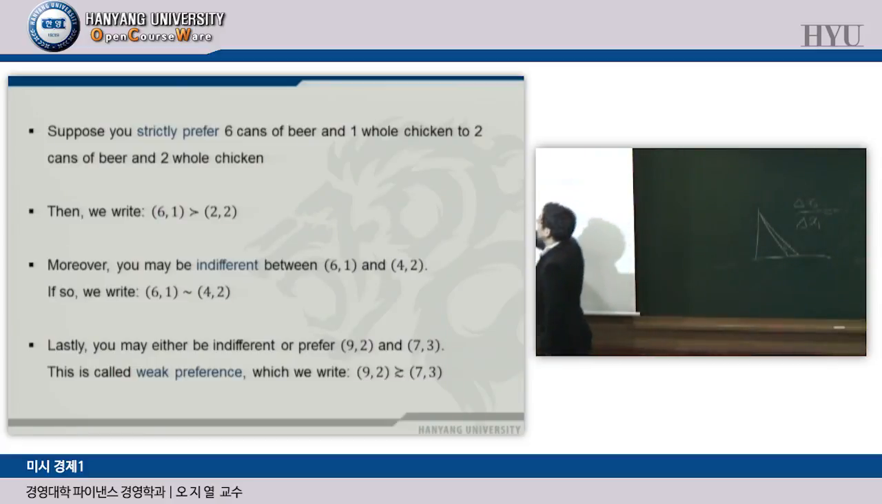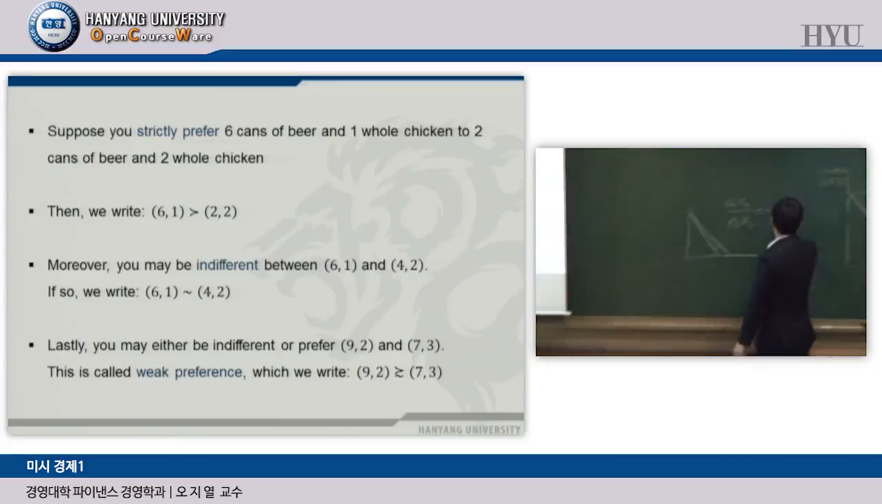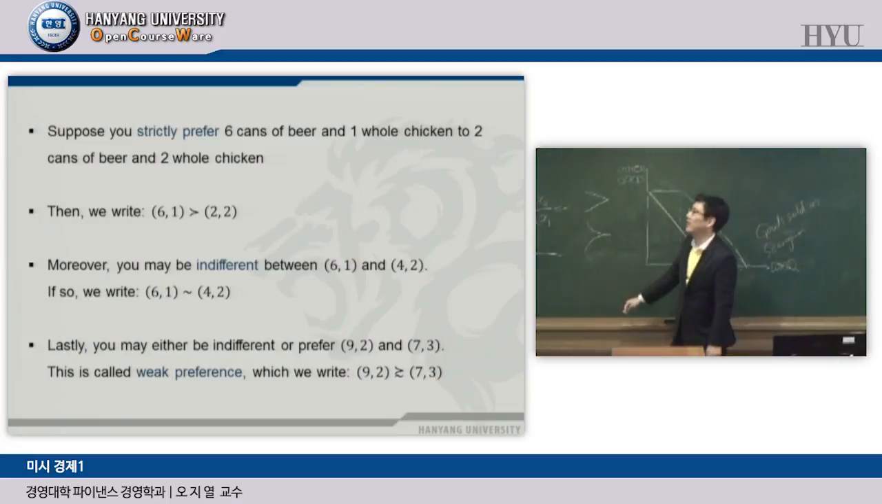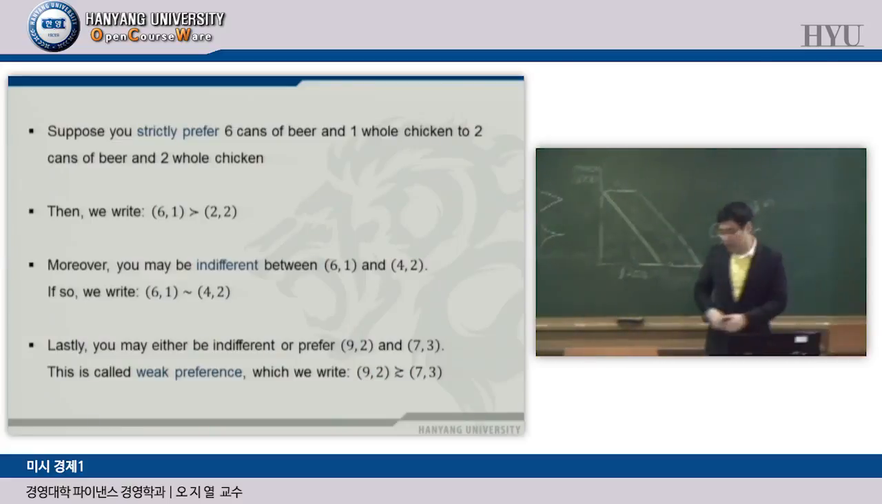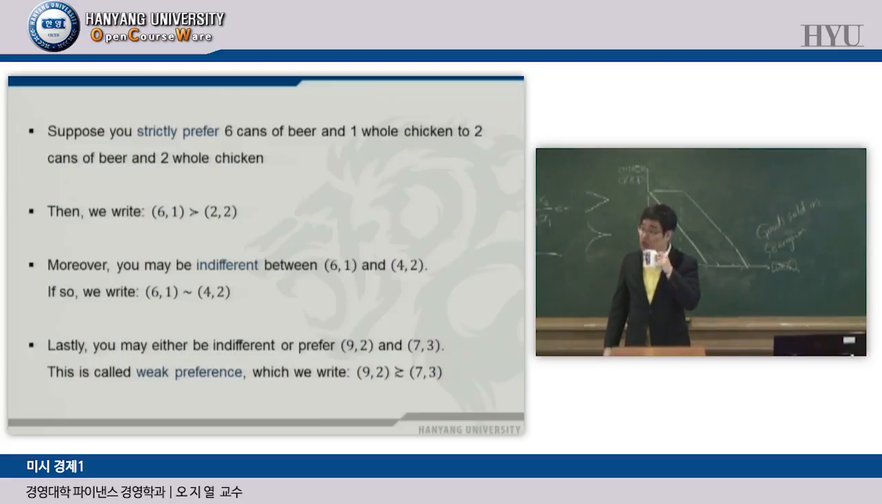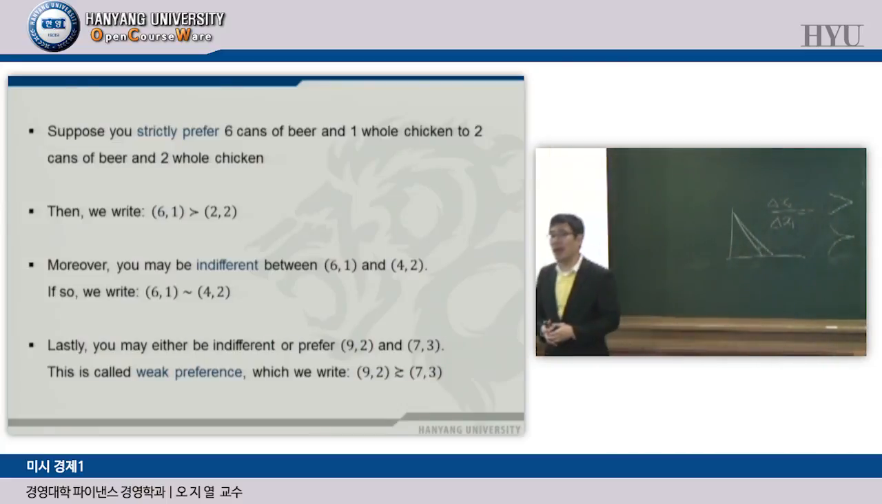Then the strict preference is written like this. It's not an equality sign, but a slightly curvy sign like this, okay? But you may also be indifferent between 2 consumption bundles. Hey, I don't really care. Human lives are full of indifferences, and that's what makes choices hard.